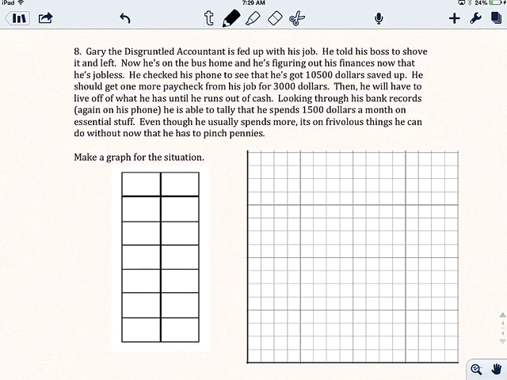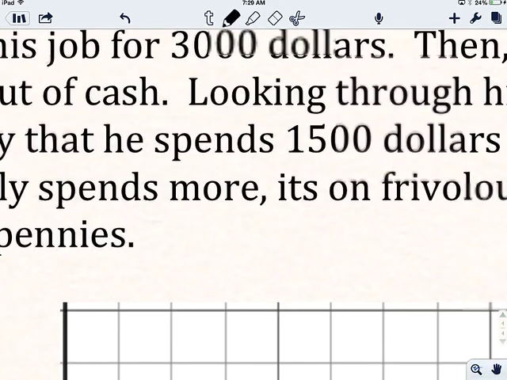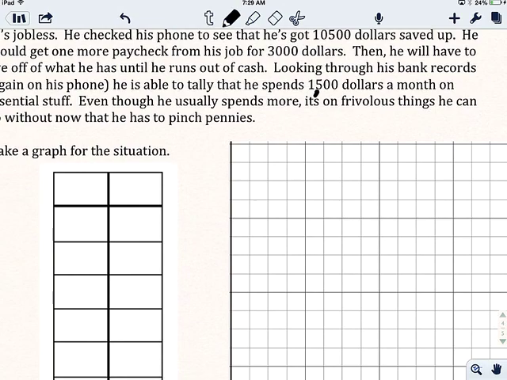Looking through his bank records, again on his phone, he's able to tally that he spends $1,500 a month on essential stuff. Even though he usually spends more, it's on frivolous things he can do without now that he has to pinch pennies. And I just noticed a grammatical mistake. It's should be broken up with an apostrophe because it is a contraction there.